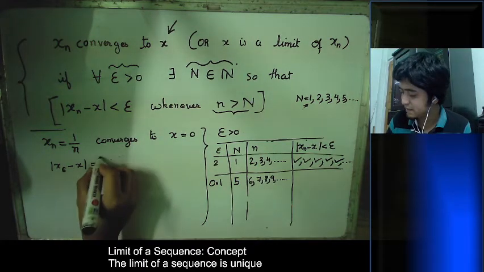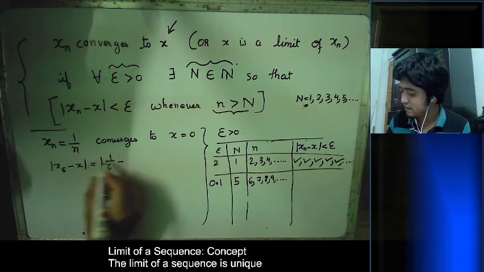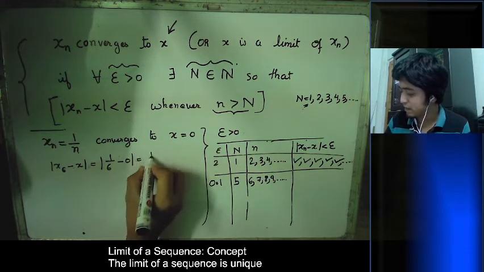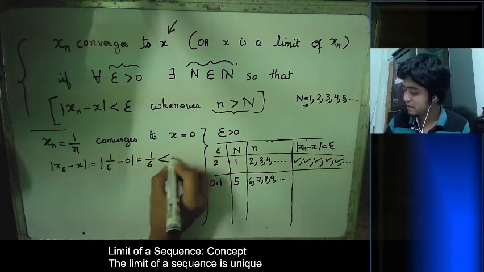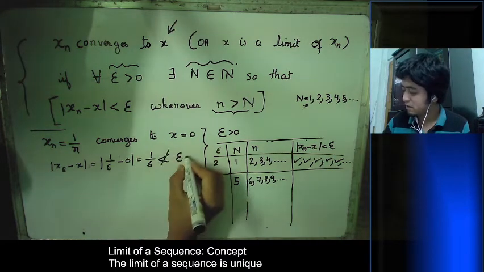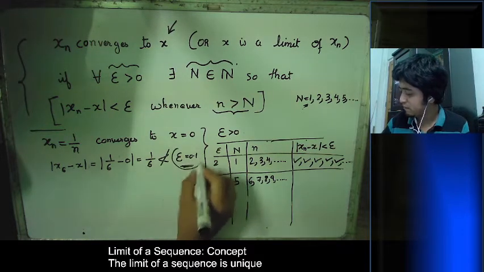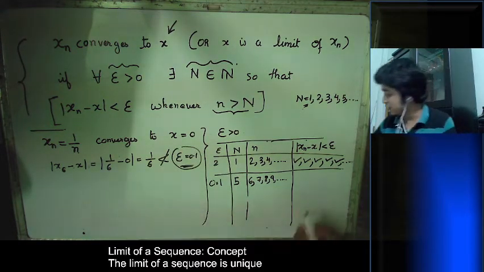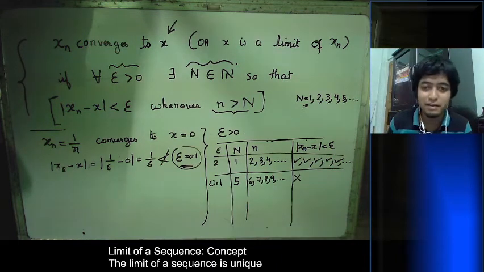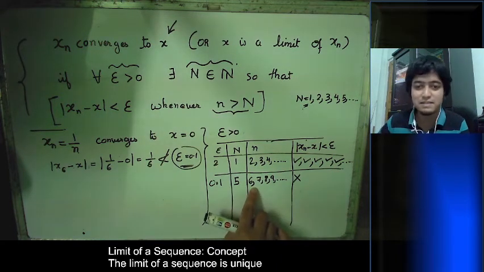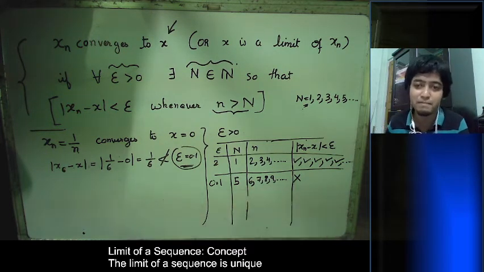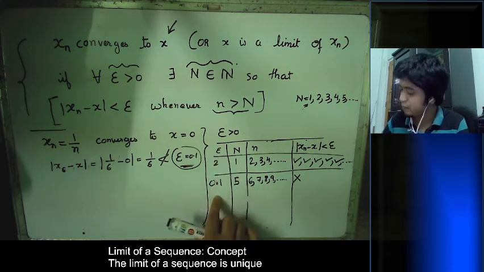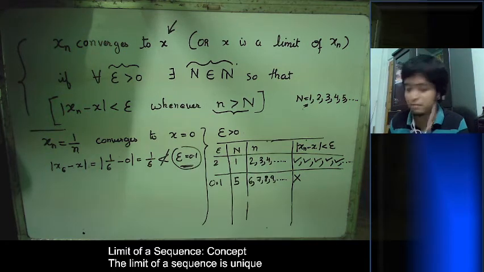If you calculate |x6 minus x|, it will be 1 by 6 minus 0, equal to 1 by 6. Is it less than 0.1? Is it less than epsilon equal to 0.1? You will see that no. So if it doesn't work for 6, you don't even need to check for 7, 8, 9 because it already fails for one of the values. So for epsilon equals 0.1, you cannot give me capital N equal to 5.